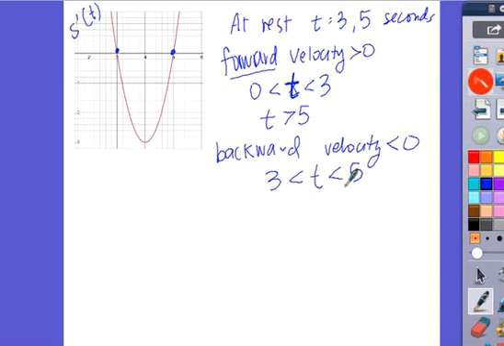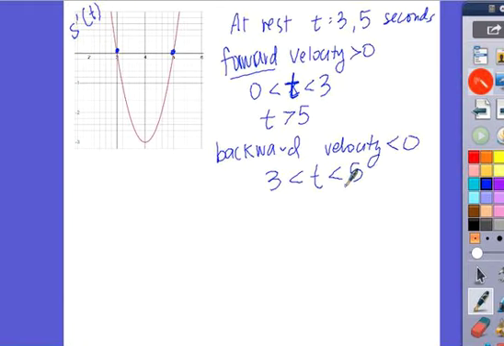So basically, from 0 seconds to 3 seconds, moving forward, it turns around at 3, moves backward from 3 to 5, and then at 5, it'll turn back again to move forward. Okay, so that's all that we do by the motion.